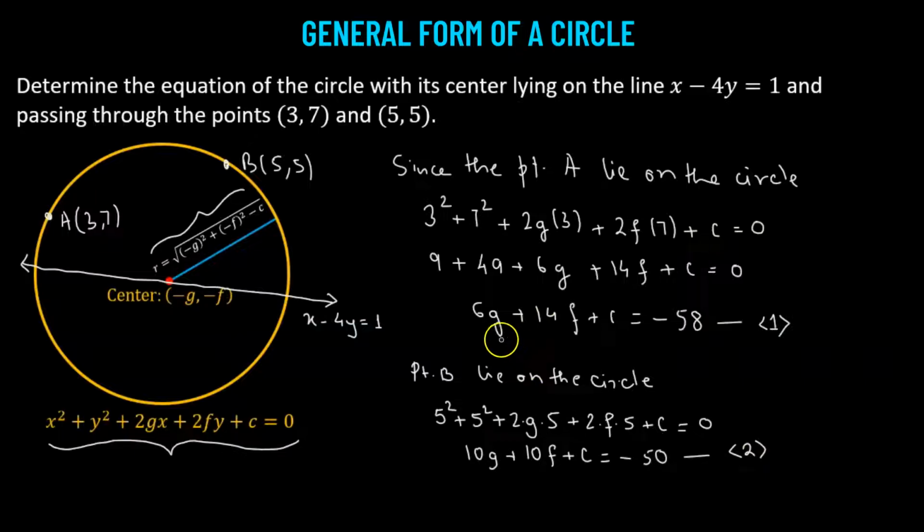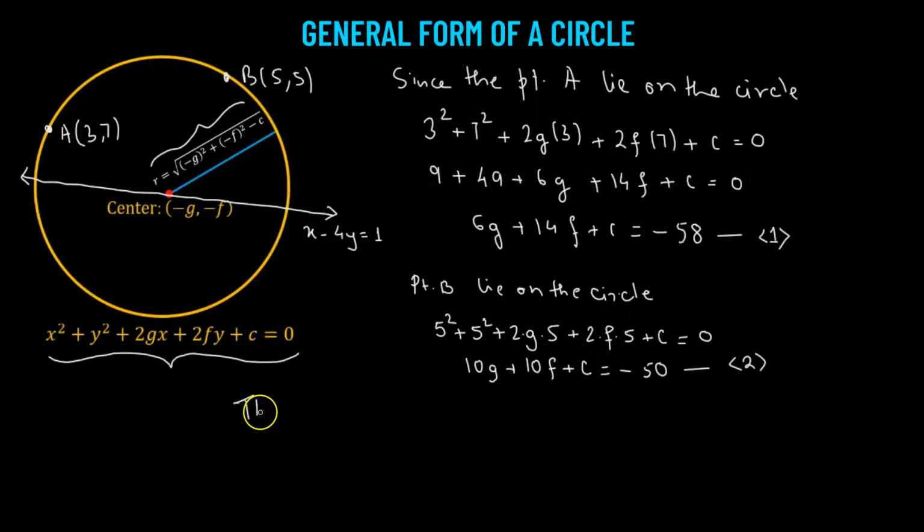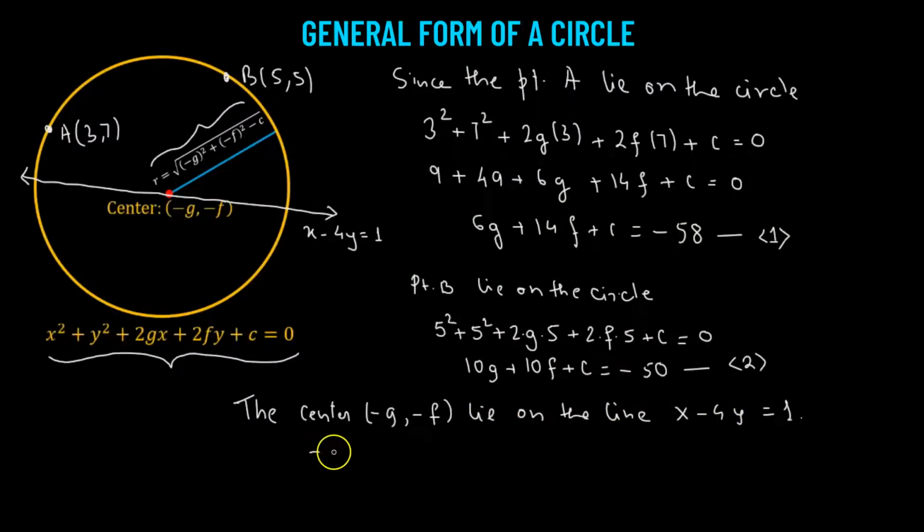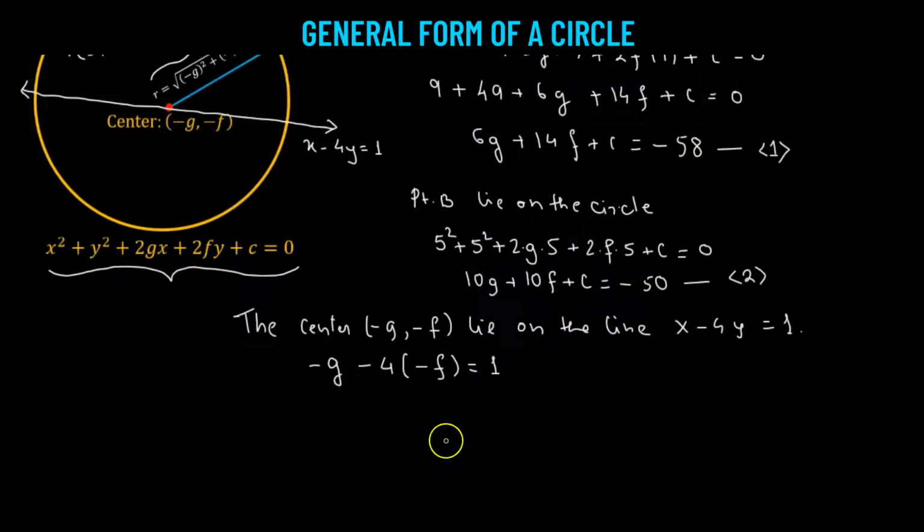Now we have 3 parameters here, g, f and c, and we have only 2 equations. So we'll need one more equation in order to find all the 3 values. So here we will use the condition that the center, which has the coordinate (negative g, negative f), lies on the line given by the equation x minus 4y equals 1, meaning this point (negative g, negative f) is going to satisfy the equation of the line. So we can replace x with negative g and y with negative f, and this will equal 1. So this is going to give us the next equation, which is negative g plus 4f equals 1. We're going to label this as equation number 3.